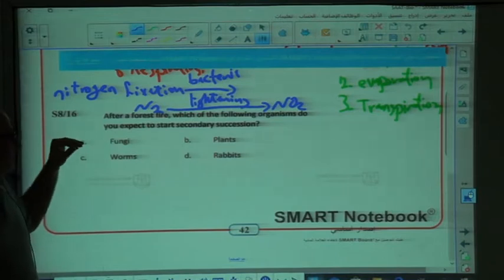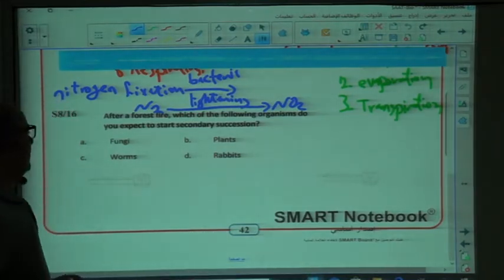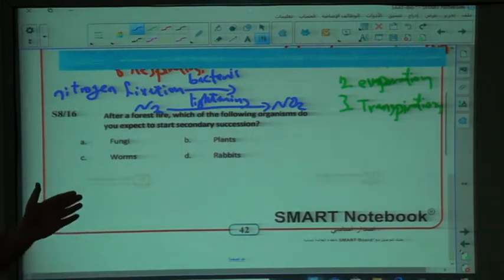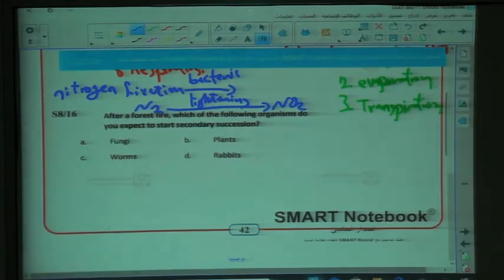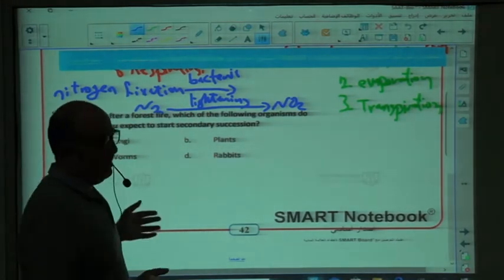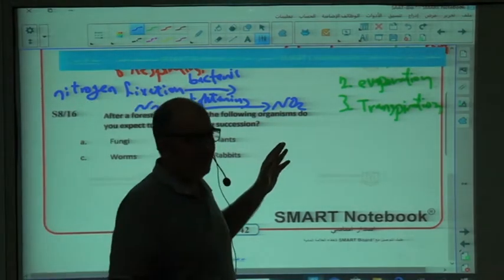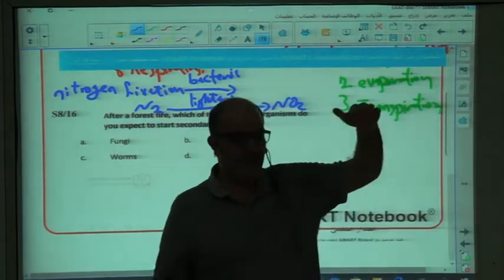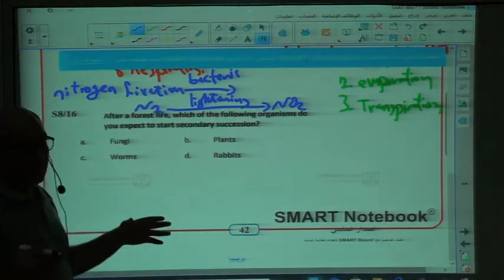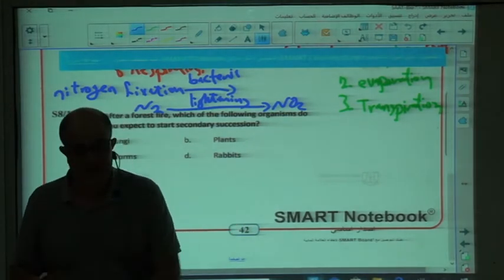Guys, after a forest fire, which of the following organisms do you expect to start the secondary succession? Fungi? What do you mean by succession? Like rebuilding. Succession is when we remove a community and replace it with a new community. We took all the organisms in a living system and removed them all, then you bring another community. We organized in the last period the levels of organization in the ecosystem: organism, population, community, ecosystem, biome. Is this right? Succession is when you remove or replace the whole community with another community.